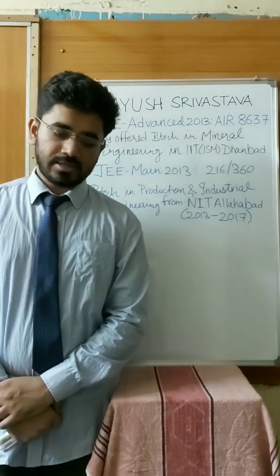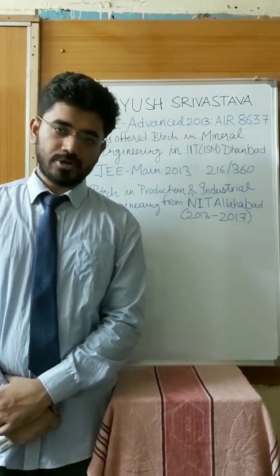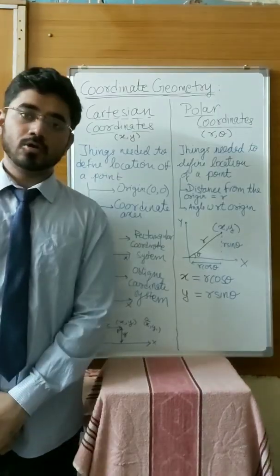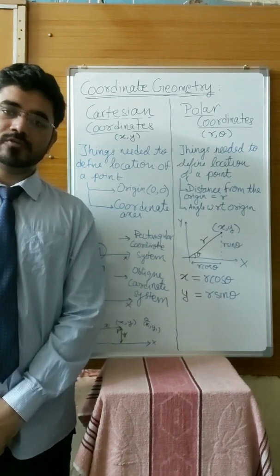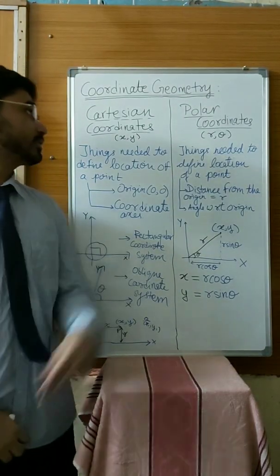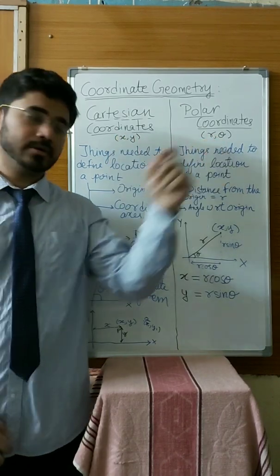For my demo class, I have chosen the topic of Coordinate Geometry Overview, Locus and Straight Lines. So let's get started with it. Coordinate geometry helps us to define the location of a point in a 2D space. We'll be studying two types of coordinates. First is Cartesian coordinates, second is polar coordinates.